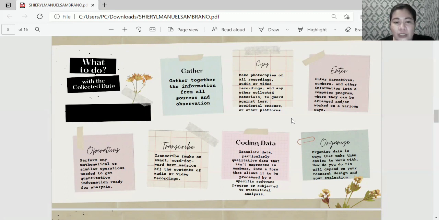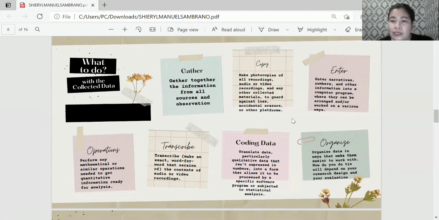Next one is transcribe. Transcribe, make an exact word-for-word text version of the contents of audio or video recordings. The next one is the coding data. Translate data, particularly qualitative data that isn't expressed in numbers, into a form that allows it to be processed by a specific software program or subjected to statistical analysis.